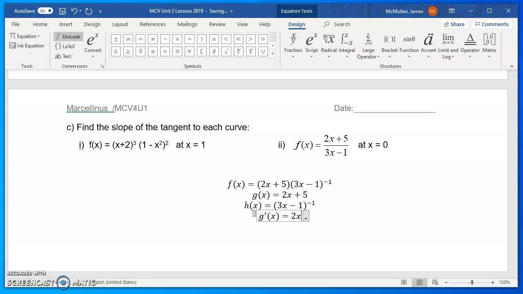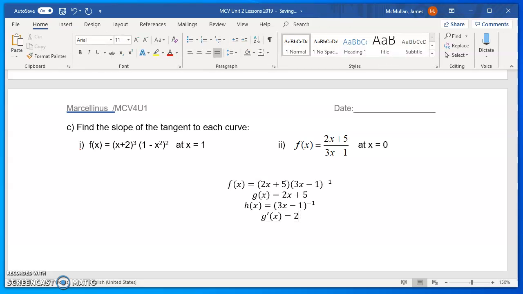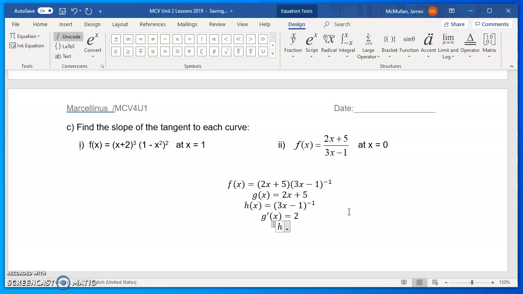Derivative of g here is really easy. It's just the 2, right? 2x becomes 2, 5 becomes 0. Derivative of h is a little bit trickier, so let's follow carefully with h. Bring the -1 down. Do 3x minus 1, drop the -1 to a -2, and then take the derivative of the bracket, which is a 3.